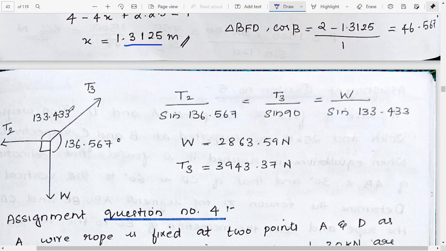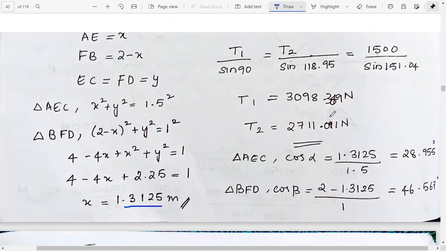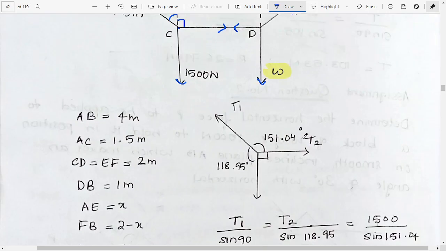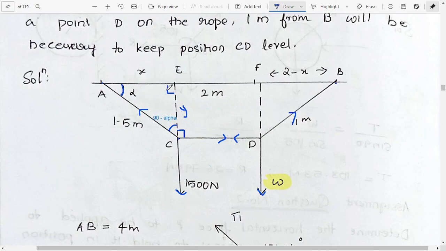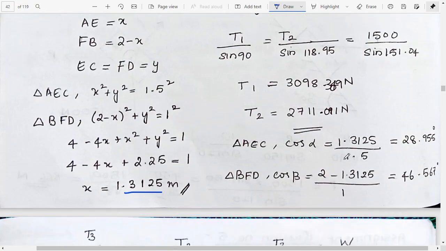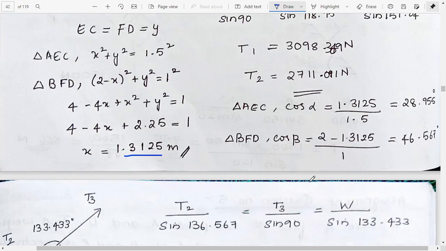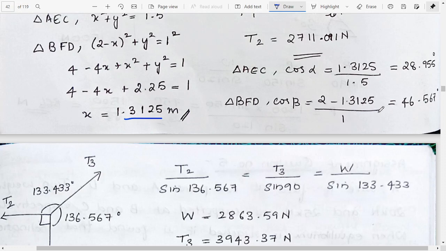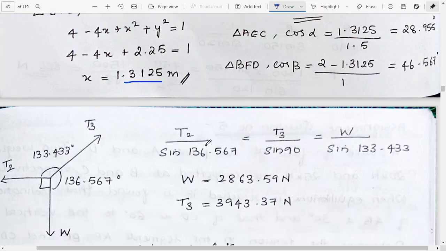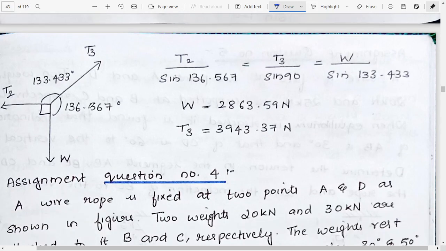Now we will move to the second one. Here we need to find the value of W. Similarly, we will do it for triangle AEC. Cos alpha is equal to 1.3125 divided by 1.5, and we'll get some values like this, and for BFD also we will get some value. If you do this problem like this, we will have the angle here also, and just apply Lami's theorem, and you will get the value of W, then we'll get the value of T3, and it's just that.